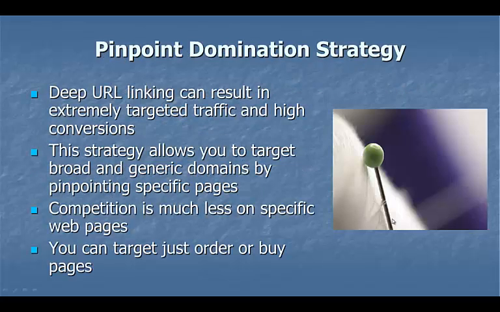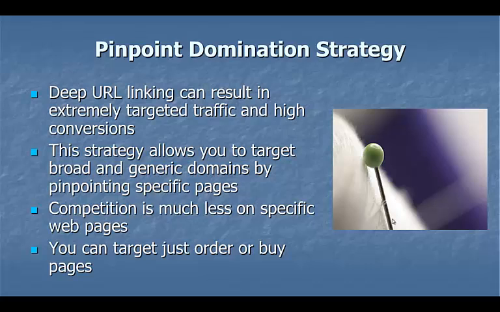The other strategy I want to talk about is the pinpoint domination strategy, okay? Because I found that deep domain or URL linking can result in extremely targeted traffic and high conversions. What I mean by deep URL linking is not necessarily bidding on the broad name of the domain. So, for example, when I talked about running an offer like Match.com, you might want to bid on, let's say, SinglesNet.com. This might not be the best way to bid on SinglesNet.com because you're still sending people to the generic domain itself. But what about if you were to send the traffic to the registration page where people create a new account on SinglesNet.com?